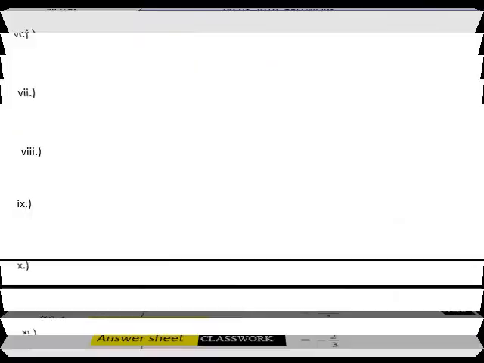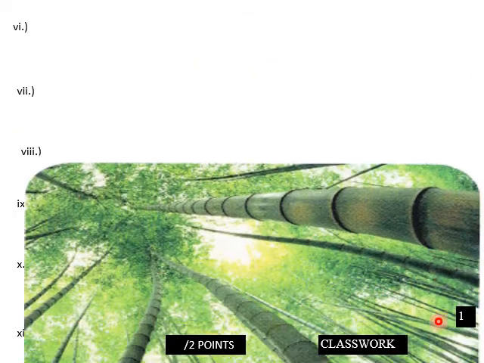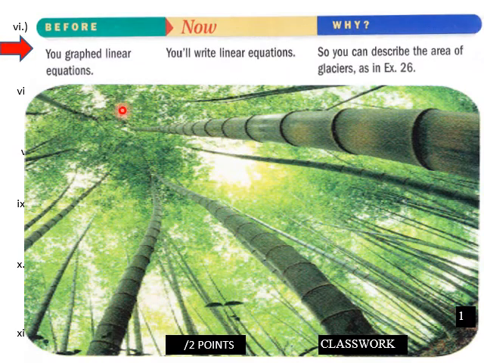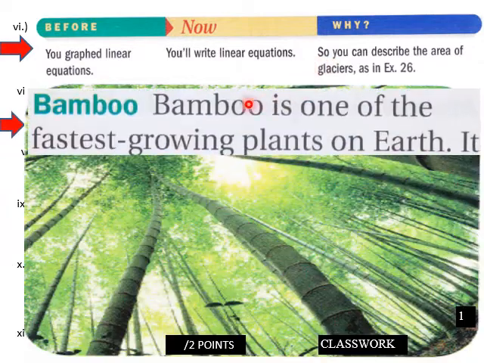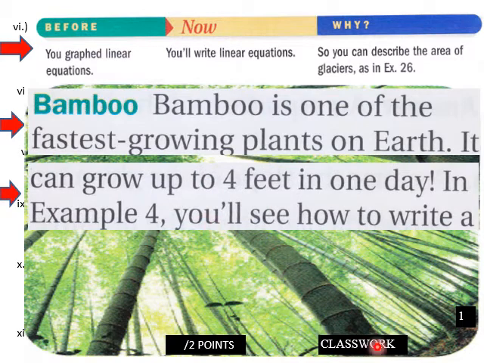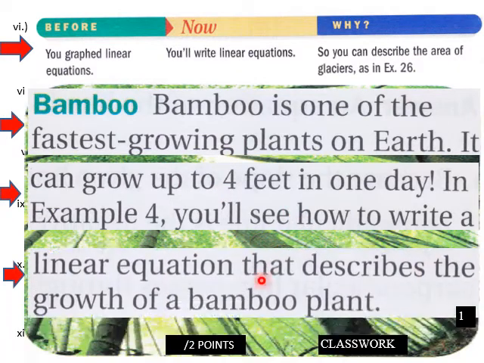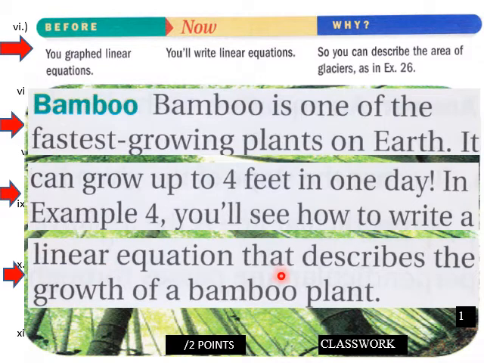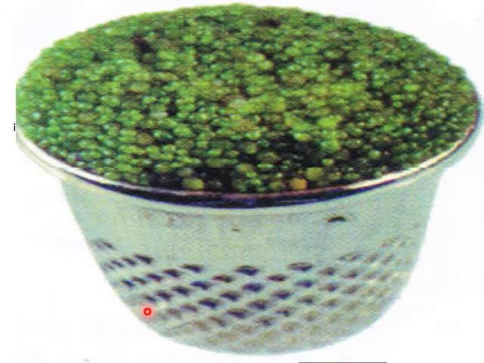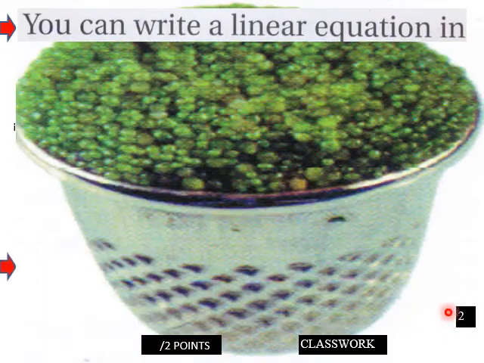Okay, in our classwork today, page 1 on your classwork. You've graphed linear equations, you'll write linear equations, okay? Bamboo is one of the fastest growing plants on Earth. It can grow up to 4 feet in 1 day. In example 4, you'll see how to write linear equations that describe the growth of a bamboo plant. Now, example 4 is in part 2, this is part 1. Page 2 of your classwork.